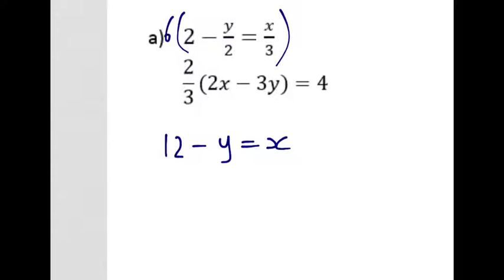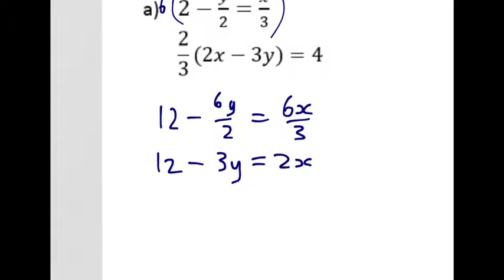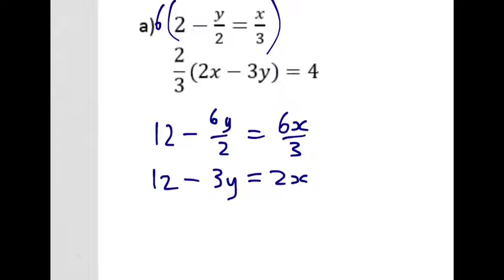Oh, sorry, nope. Let's do this the proper way. That would be 6y over 2 equals 6x over 3. And then reduce those fractions. So that's 12 minus 3y equals 2x. There we go. Okay, that's just that top equation. We're just making it easier to work with for later on.